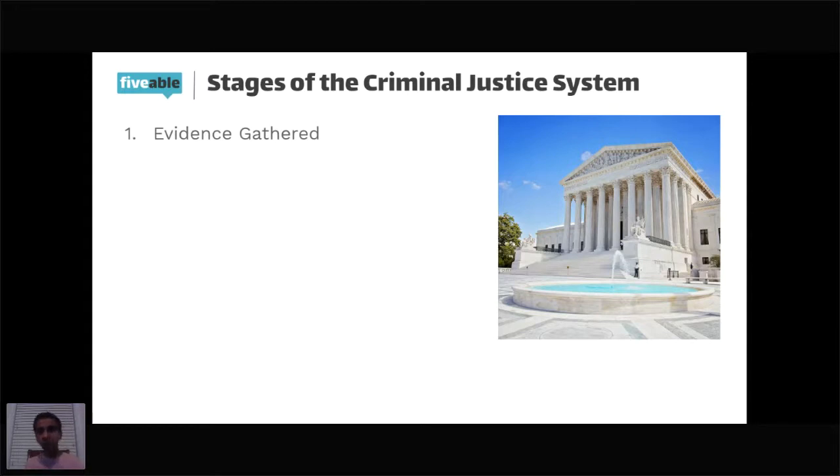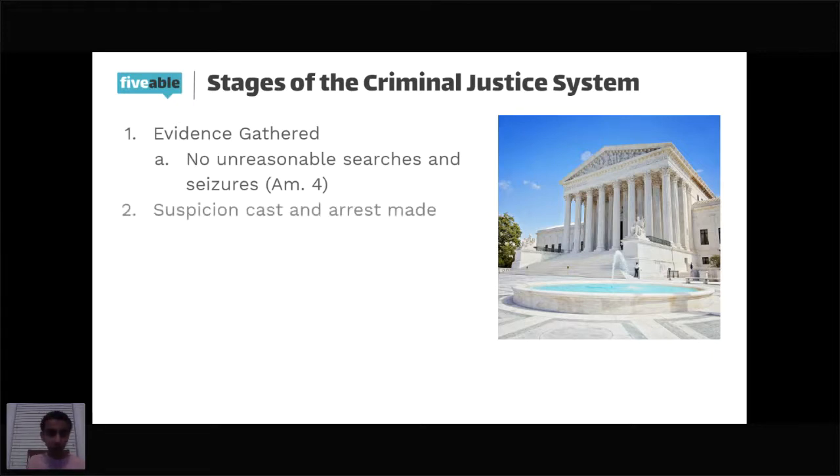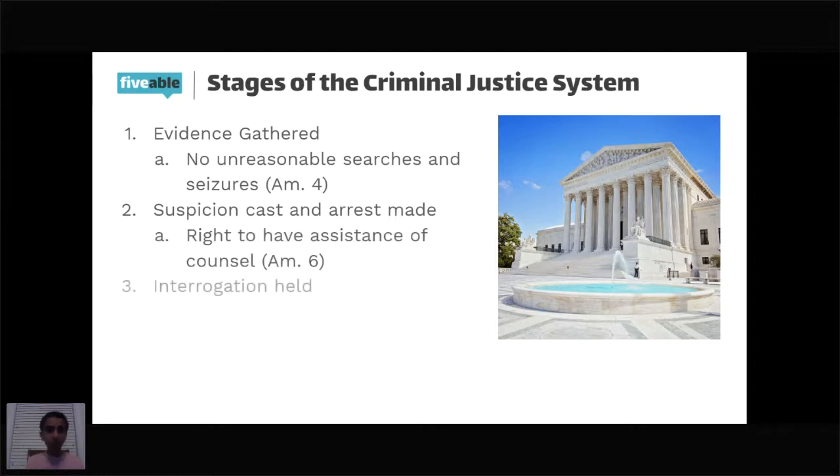So the first thing that happens in an accusation is that evidence is gathered. When evidence is gathered, the amendments that apply include no unreasonable searches and seizures. We know that that goes with Amendment 4. Then a suspect is found, or in this case, the book referred to it as suspicion is cast, and an arrest is made. In those cases, you have with Amendment 6, the right to have assistance of counsel. So those are the first two steps, and those are things that you can associate with the amendments.